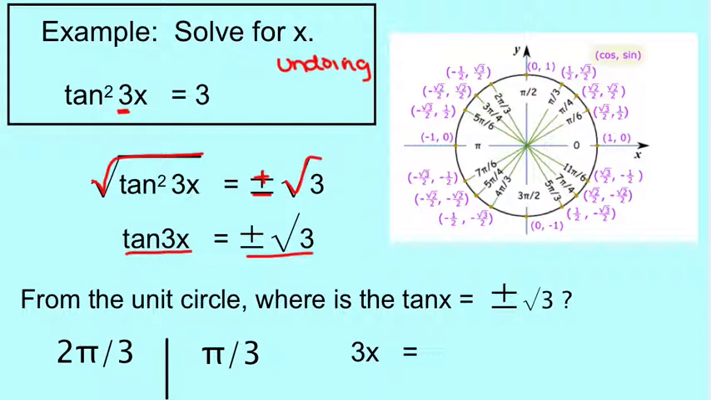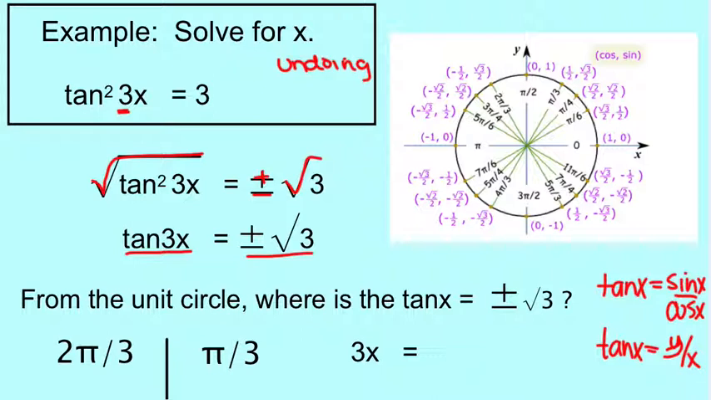So we want to find out where on the unit circle to get the tangent of x equal to plus or minus √3. So if you remember, the tangent of x equals the sine over the cosine of x, or as ordered pairs on the unit circle, y divided by x.